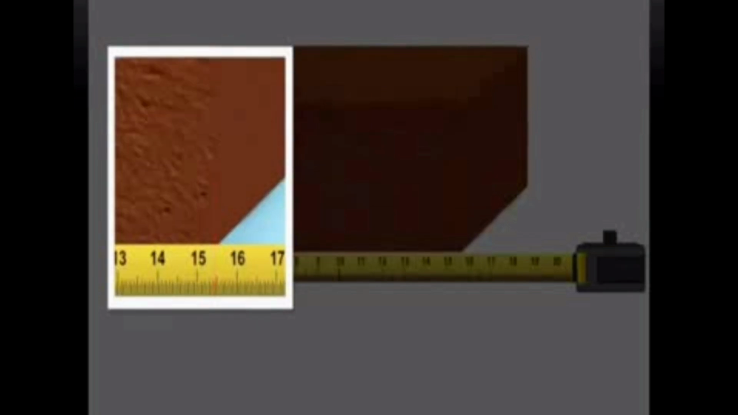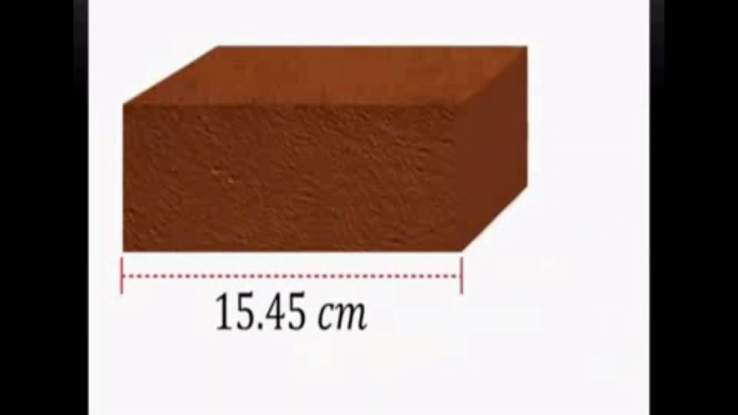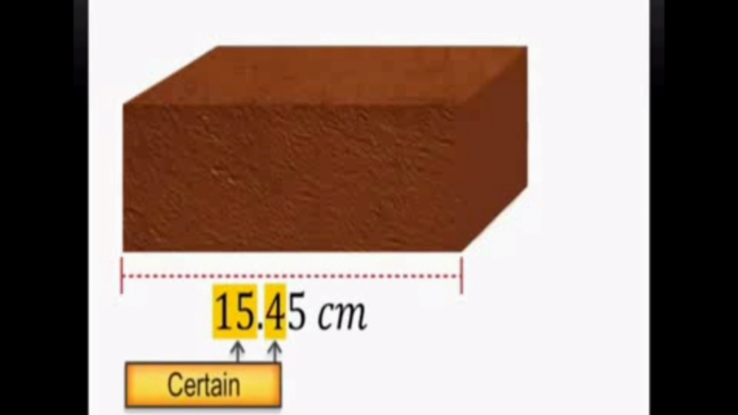See that length. The length is 15.4 or 5. It is between 15.4 and 5. It's not an exact value. So we can write 15.45 centimeter. It is not measured on the scale exactly as 15.45. Roughly we are taking that value, 15.45 centimeter. So this is the length of the brick.